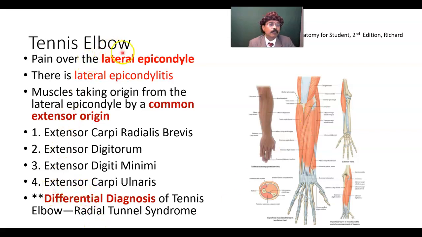For tennis elbow, we have a differential diagnosis. There is radial tunnel syndrome. The radial nerve is compressed between the superficial and deep heads of the supinator muscle. That may happen, and that may mimic the features of tennis elbow, but here pain is usually distal and there may be muscle weakness on the distal part, in the muscles supplied by the deep branch of the radial nerve.